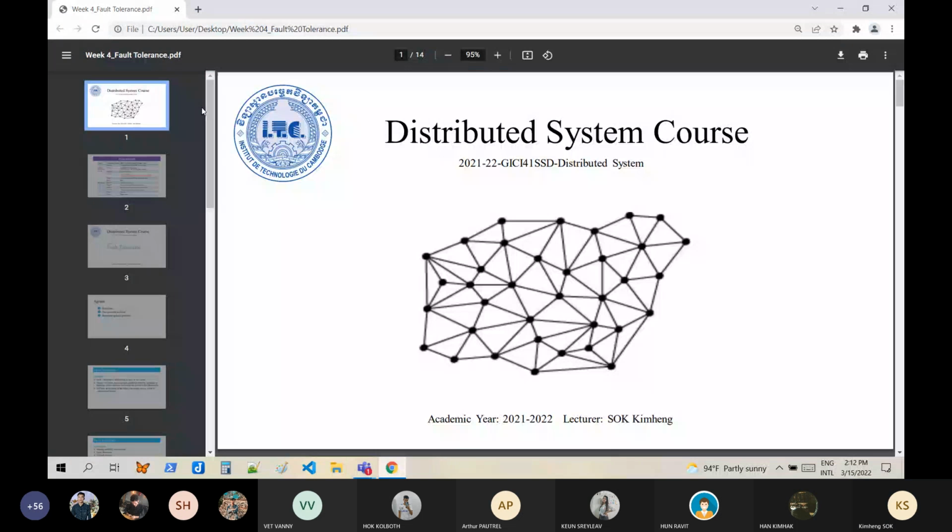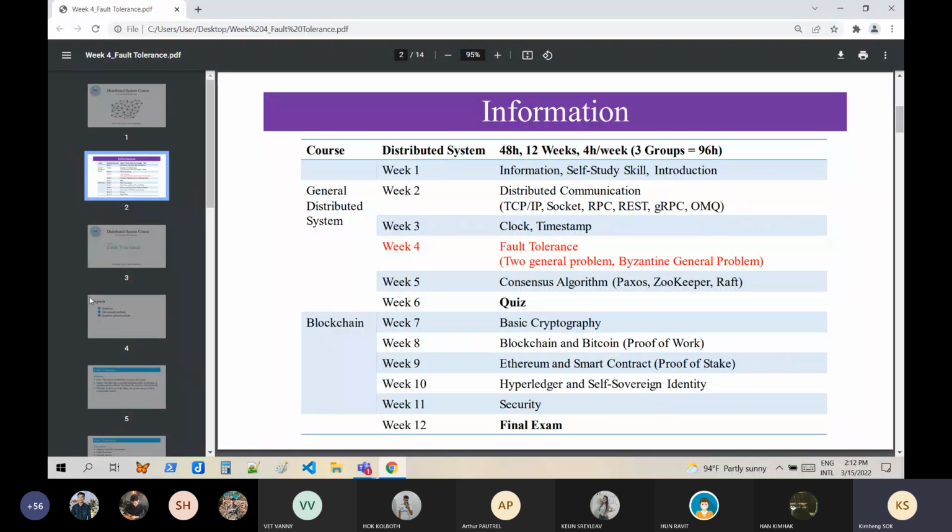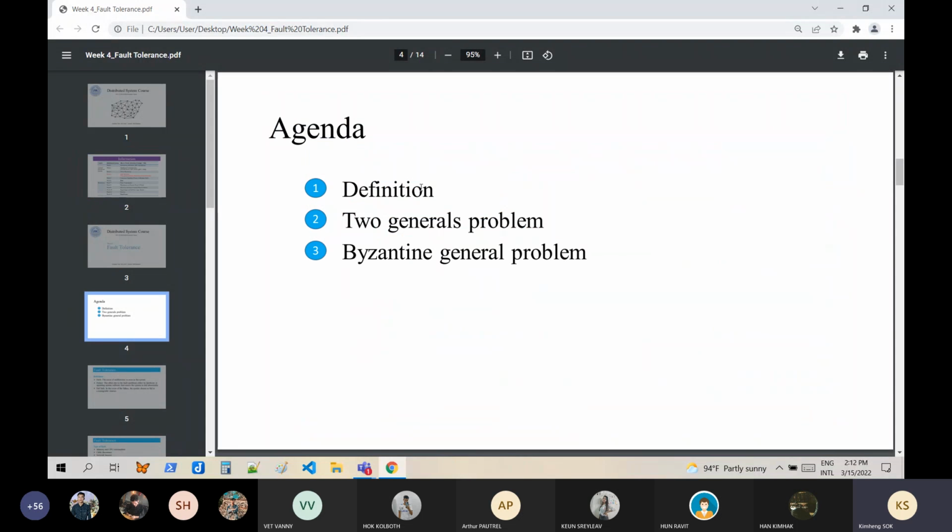So chapter 4 is fault tolerance, and then we will talk about the definition of some faults. We have 2 problems to learn today. One is called the two generals problem, so there are only 2 computers, and the other one is the Byzantine generals problem, which means we have more than 2 computers, like 3, 4, 5, and up to 1,001 billion computers.